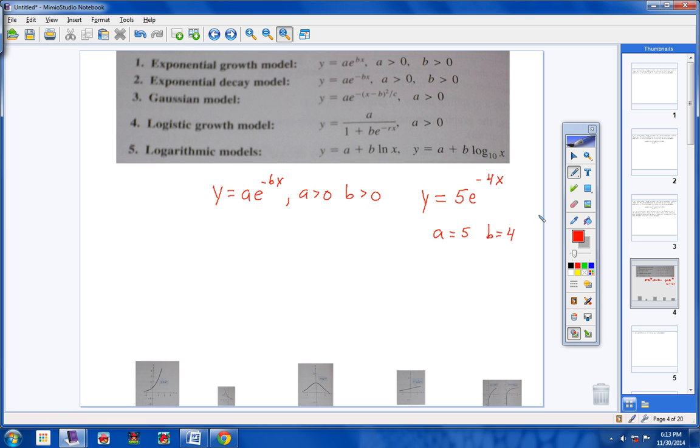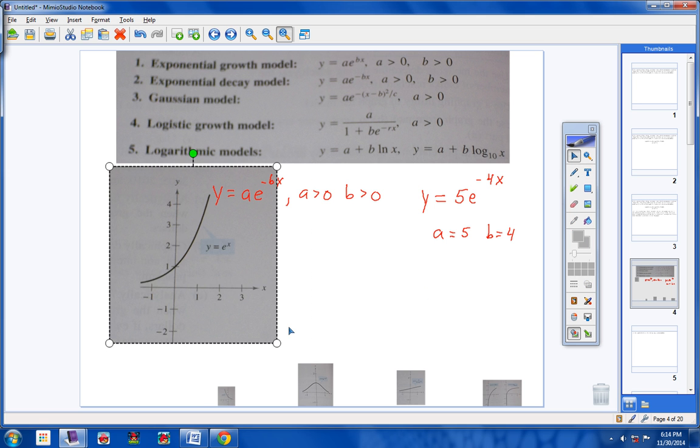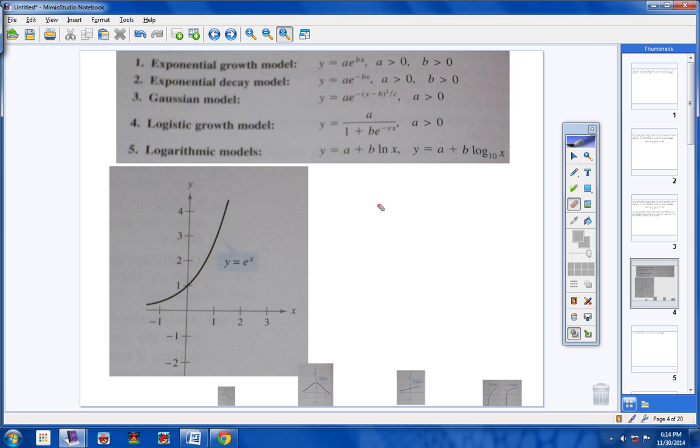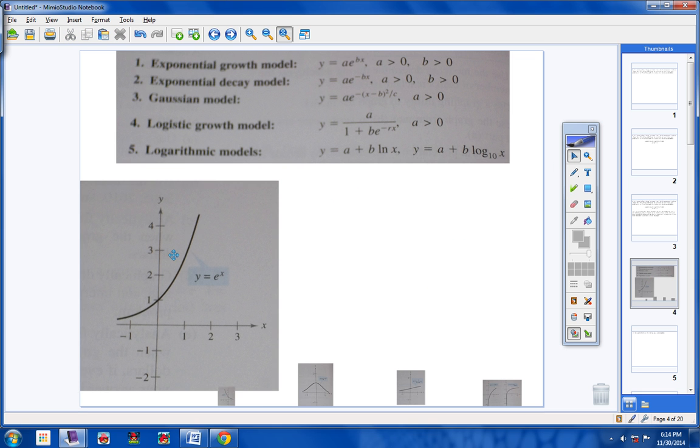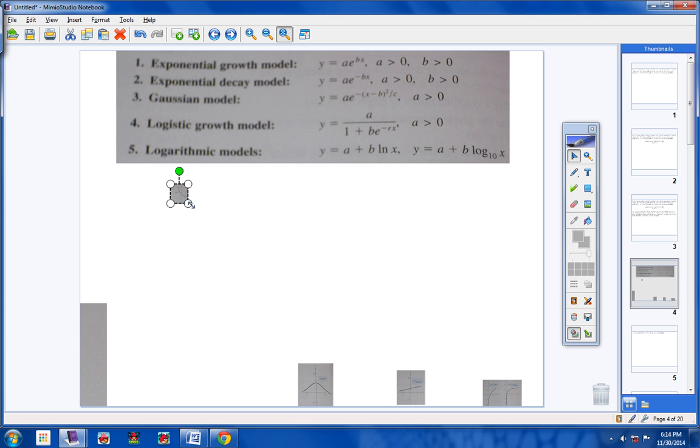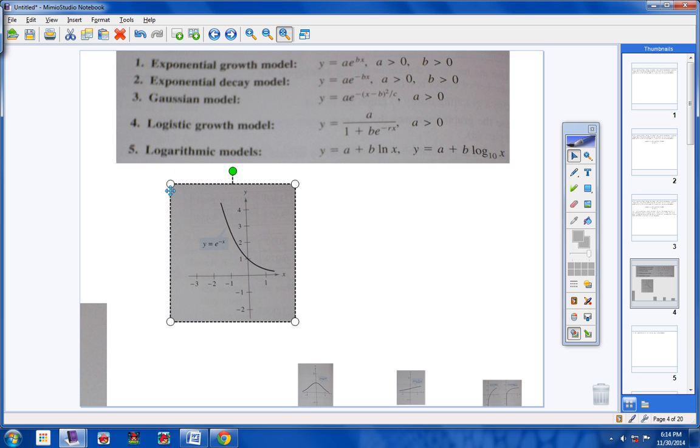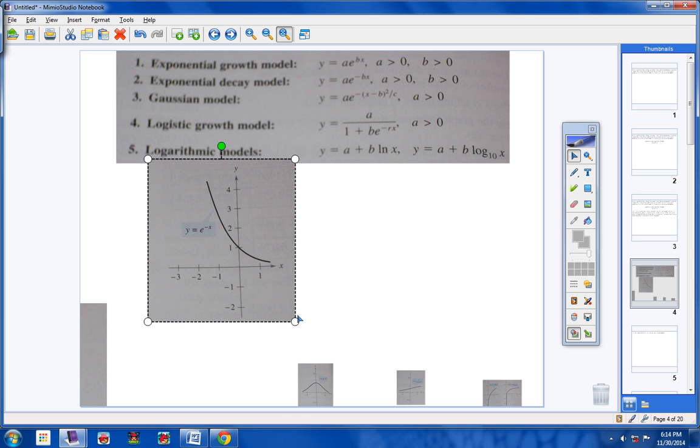Now, you know what the graph of this looks like? The graph of this looks like this. There it is, okay? No, wrong one. Sorry, guys. Your old teacher's getting old here. Sorry about that. Here it is. Let's see how it's decaying. Look how it's decaying, guys.